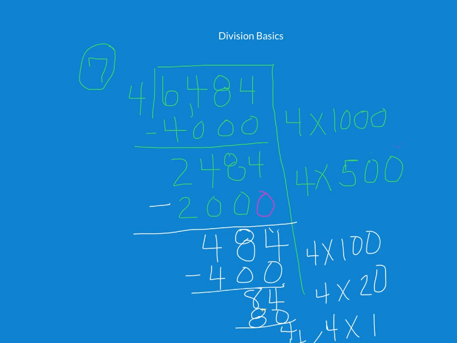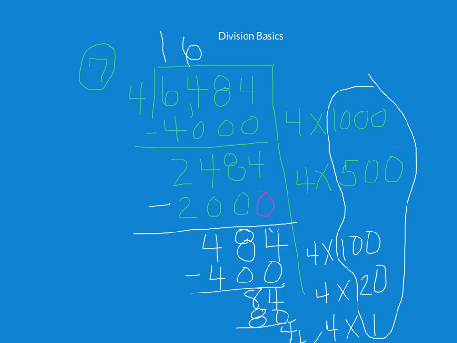And now let's find out how many I have in all. That's 1,500, 1,600, 1,620, 1,621. So 1,621: 6 hundreds, 2 tens, and 1 one. So 1,621 is my quotient.